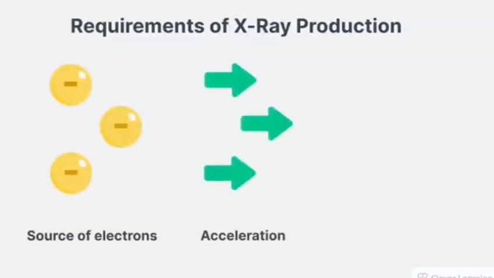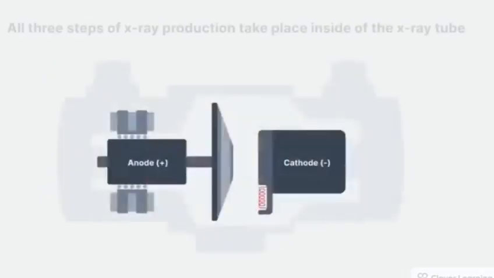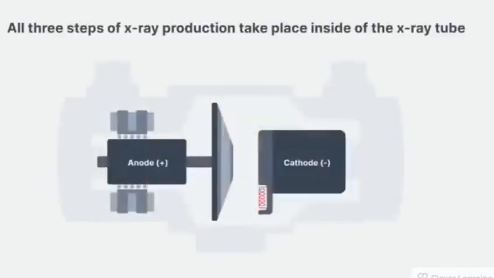Three requirements of X-ray production: a source of electrons, a means of rapidly accelerating or energizing those electrons, and a means of rapidly decelerating or de-energizing those electrons. If any of these requirements are missing, X-rays won't be produced. In radiography, all three steps of X-ray production take place inside of the X-ray tube.